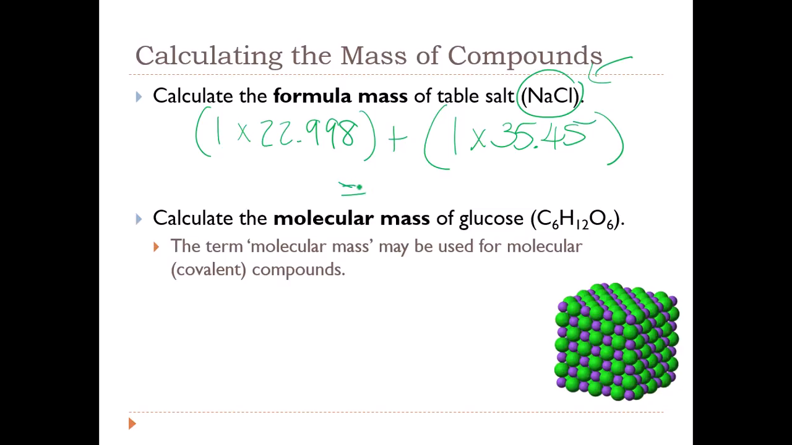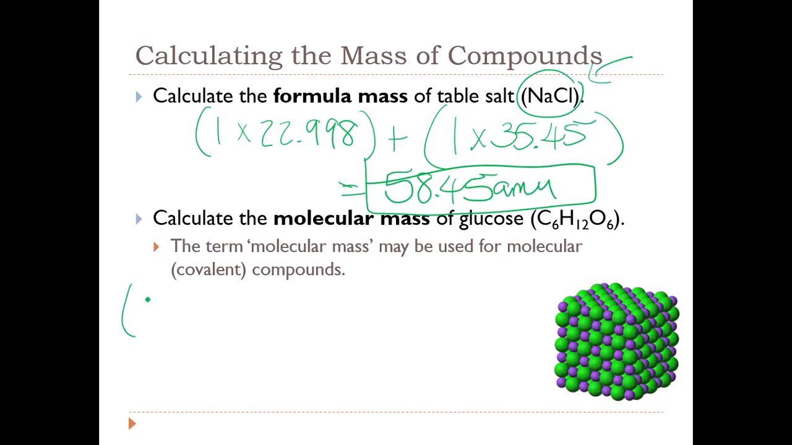But ballpark, we should have got about 58.45 AMU. So remember units. And then next, calculate the molecular mass of glucose.